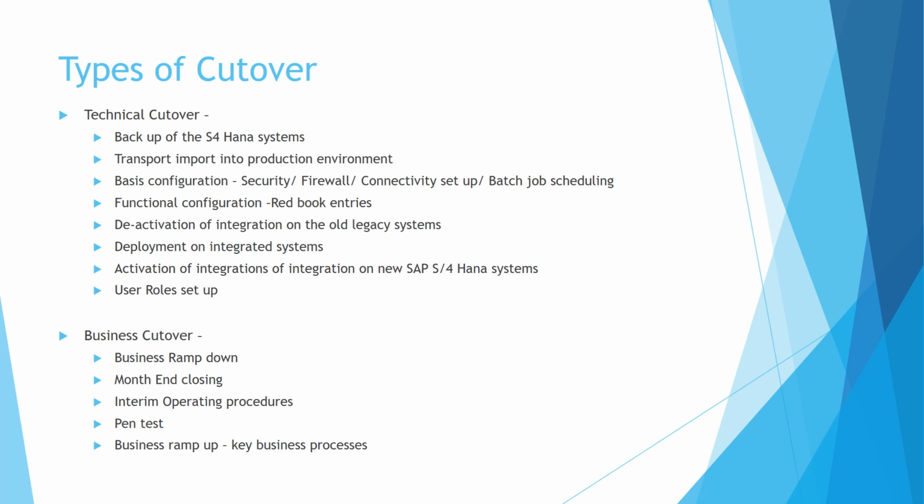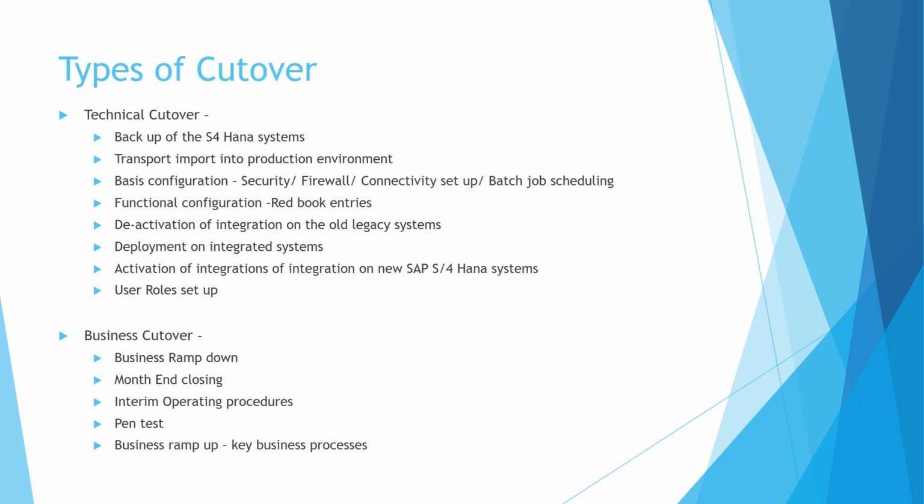Month end closing: when we are migrating the data from the legacy system to S4 HANA, business will be doing the month end closing activity. In finance, they will be closing month end, closing the AP, accounts payable, accounts receivable, fixed assets, and then closing the GL balance. They will be generating the GL balances, which will be migrated as part of data migration to S4 HANA.